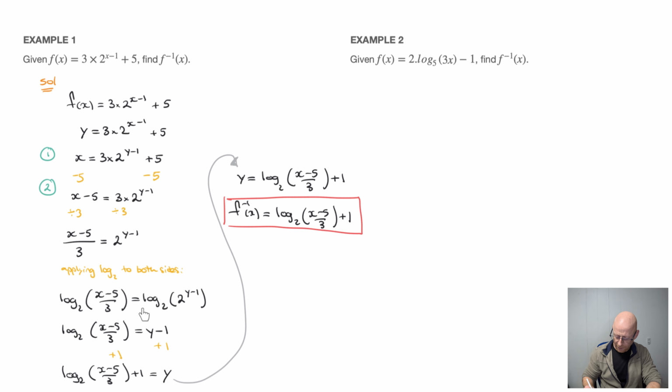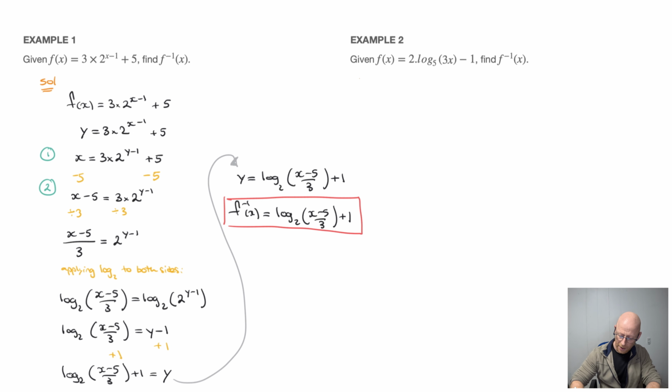Indeed, that's what allowed us to get this power y minus 1 away from that 2. That being said, I carry on and work through example 2. Now in this example, we're told, given f of x equals 2 times log base 5 of 3x, minus 1 at the end here, find inverse f of x.